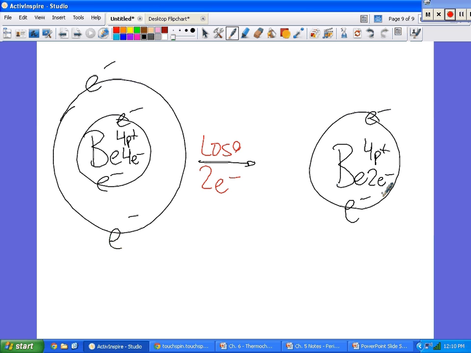Now, is this normal, regular, old atomic beryllium? No. What has it turned into? Okay, it's turned into an ion. We know it's Be, and if you do your little math here, what do you have more of? You have more protons. How many more? 2. What's the charge of a proton? So that's your charge. It's going to be 2 plus. Okay? It's going to be 2 plus.